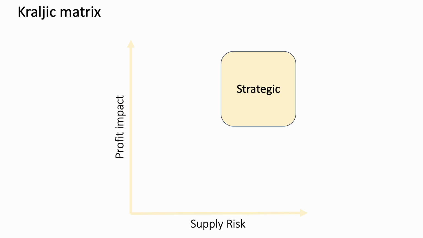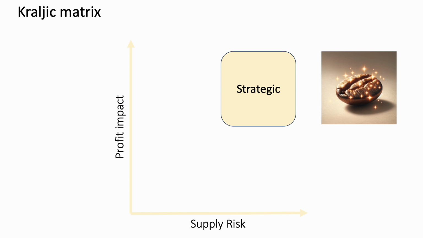Kraljic's matrix helps categorize purchases based on their importance to the business, considering factors like profit impact and supply risk. Let's apply this to a coffee shop setting. Strategic items. These are your key ingredients, like specialty coffee beans, that are crucial for your signature drinks. They have a high impact on your profits and a high supply risk due to dependence on a limited number of suppliers. Maintaining a strong, strategic relationship with these suppliers is critical to ensure consistent quality and supply.